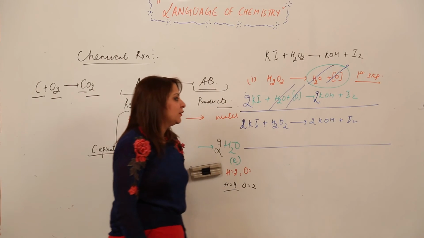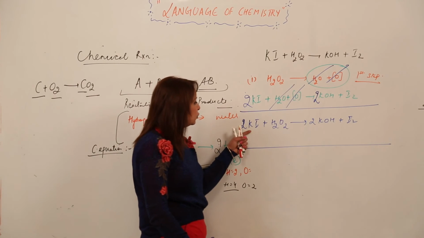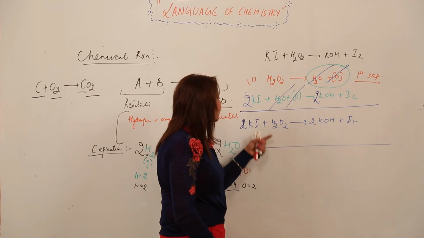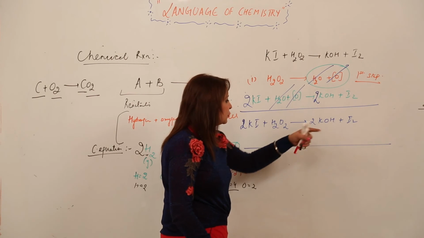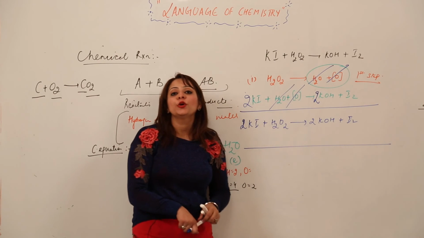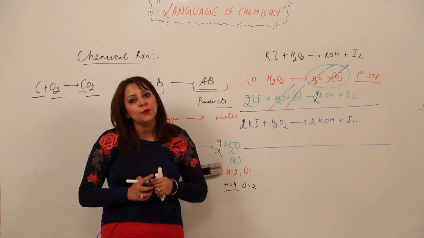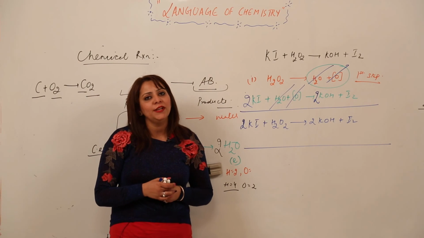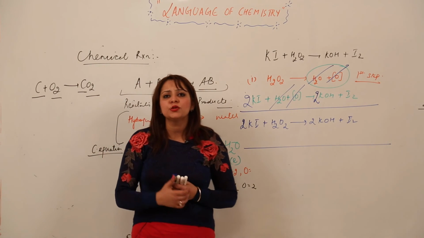So let's see whether it is balanced or not. See, 2 K, 2 K, right. 2 I, again 2 I, balanced. 2 hydrogen, 2 hydrogen, balanced. 2 oxygen, 2 oxygen, balanced. So this is how you are going to balance the reaction by the partial equation method and by the hit and trial method. Both the methods are equally efficient, but generally the method which is used is hit and trial.